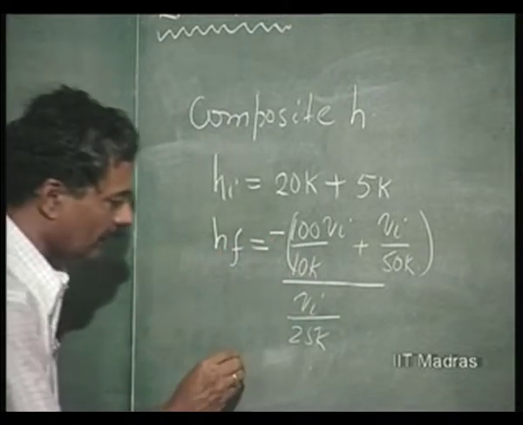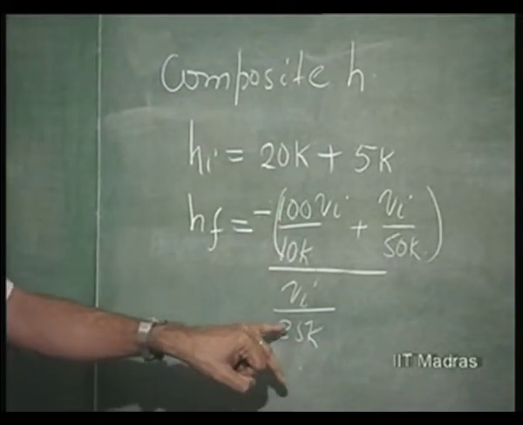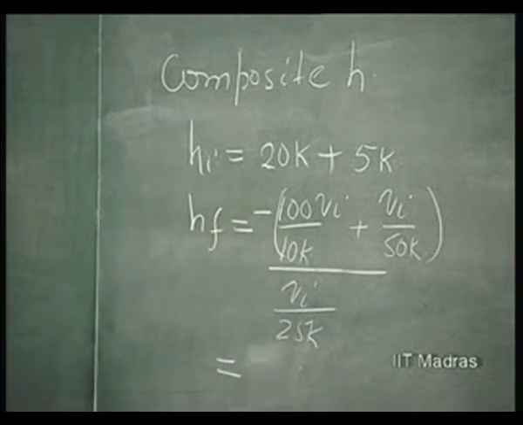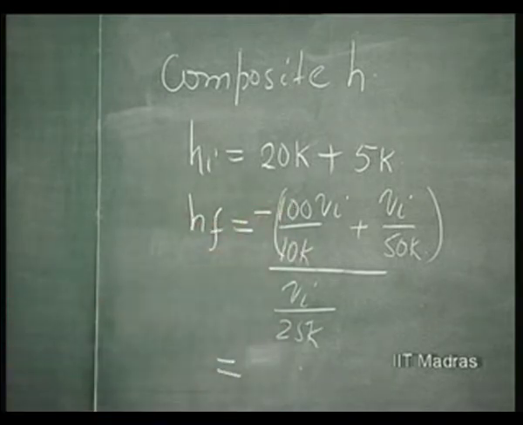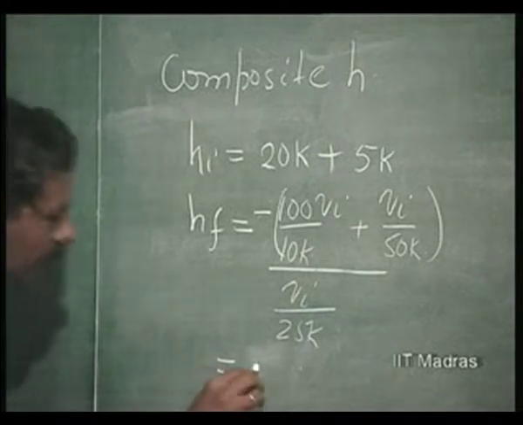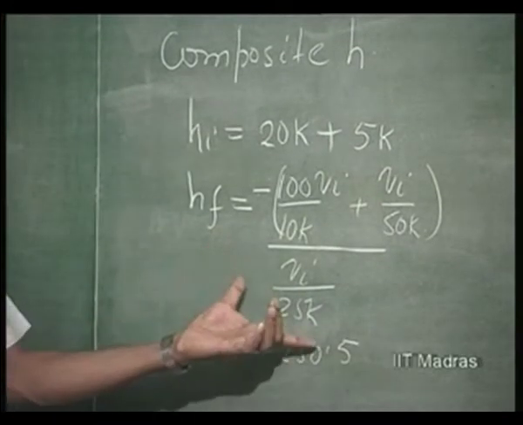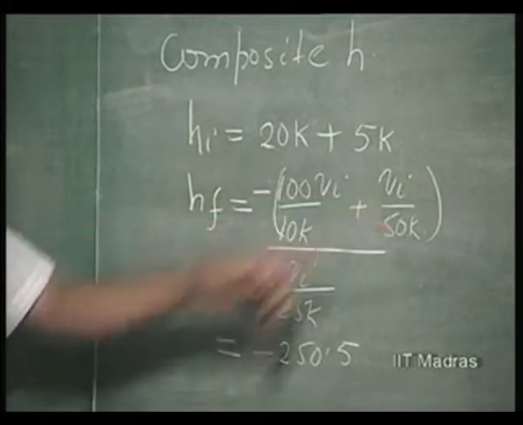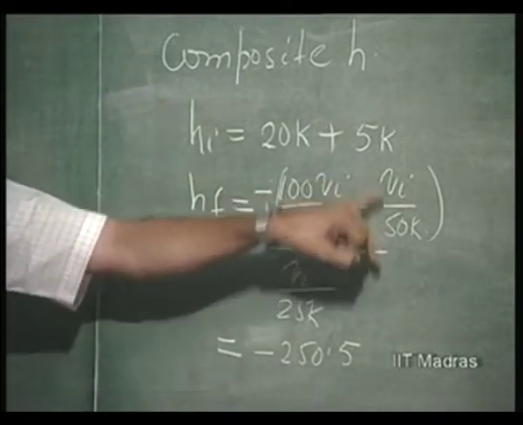So the current gain now is how much? 100 into 2.5, so 250.5, is that correct? How much is this? 25 goes up, so 2.5, 250 plus 0.5, 250.5. Is it clear? VI gets cancelled and this 25K will go up. So 25 by 10 is 2.5, so 250, and 25 by 50 is 0.5.